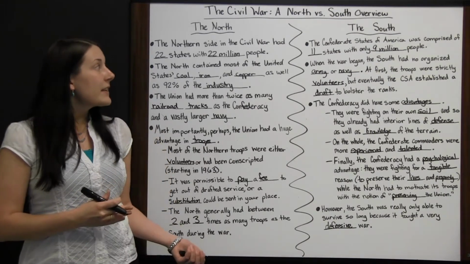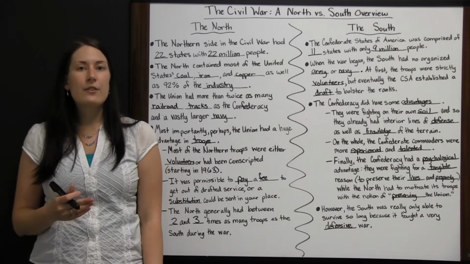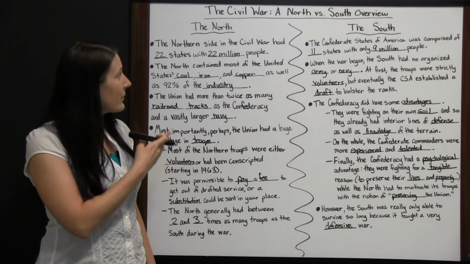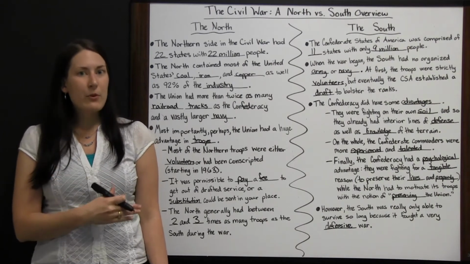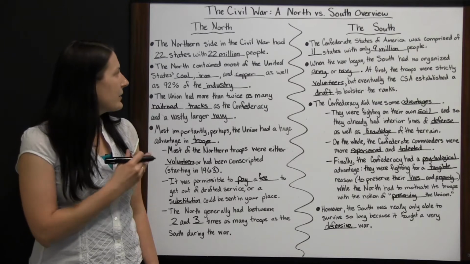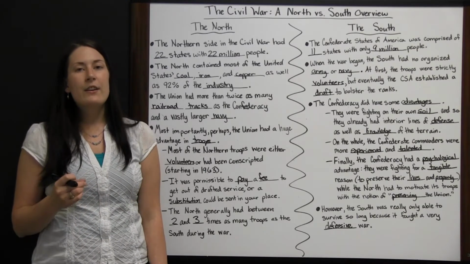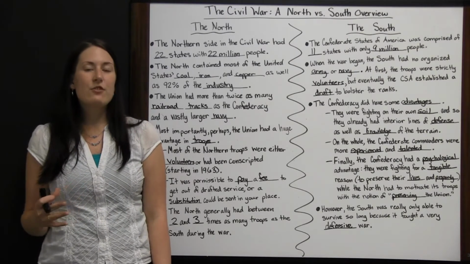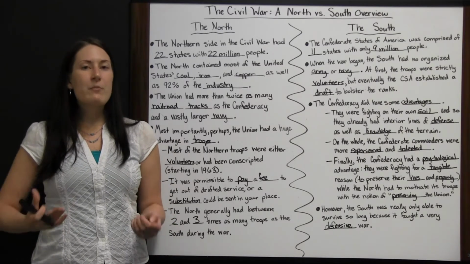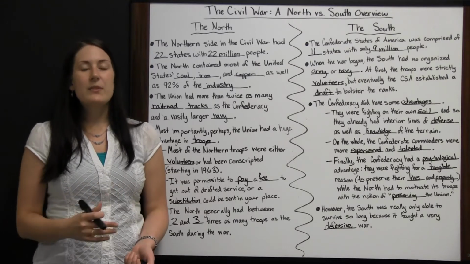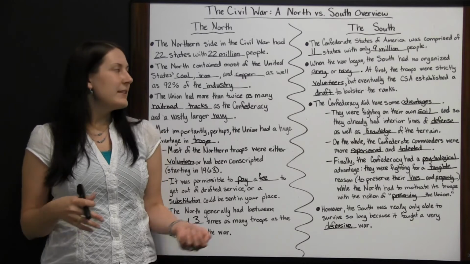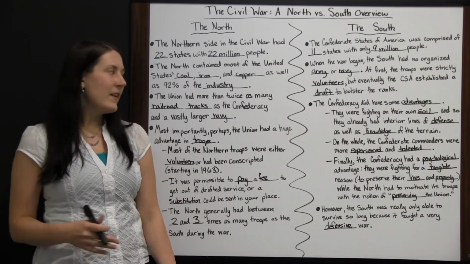So there were a lot of key differences between the North and the South during the Civil War that affected the eventual outcome. The North had way more people, which meant way more troops, usually 2 to 3 times as many troops. The North had most of the coal, iron, and copper, and 92% of the industry, so they were able to create more ammunition, create more weapons as they needed it, where the South was kind of stuck with what they had unless they stole it from the North, and so they didn't have that advantage.